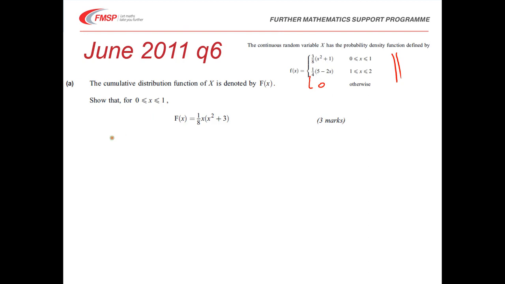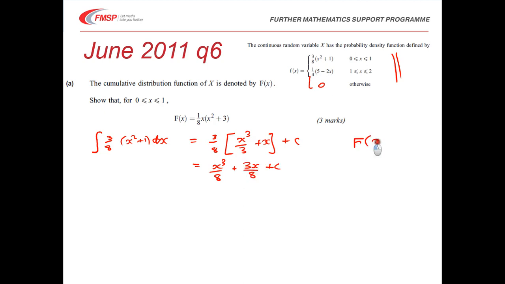Now, personally speaking, I prefer to not use limits. So I would be integrating this 3/8 (x squared plus 1) dx, and if I integrate this, it's going to give me 3/8 of x cubed on 3 plus x plus a constant. Okay, so that's going to give me x cubed on 8 plus 3x on 8 plus c. I'm then using the fact that if I put 0 into this, I should get 0 because that is the bottom of my range. Okay, there's no cumulative probability, so that 0 there comes from here.